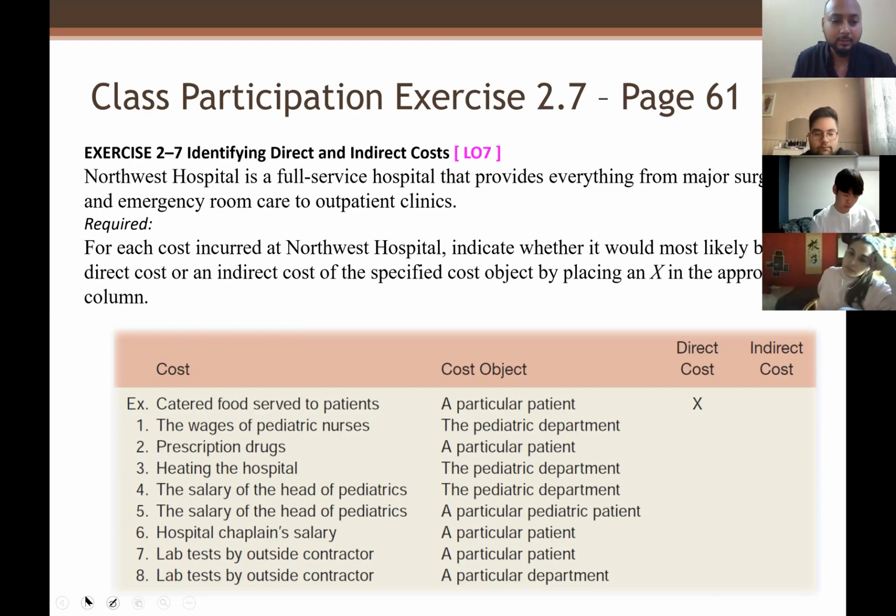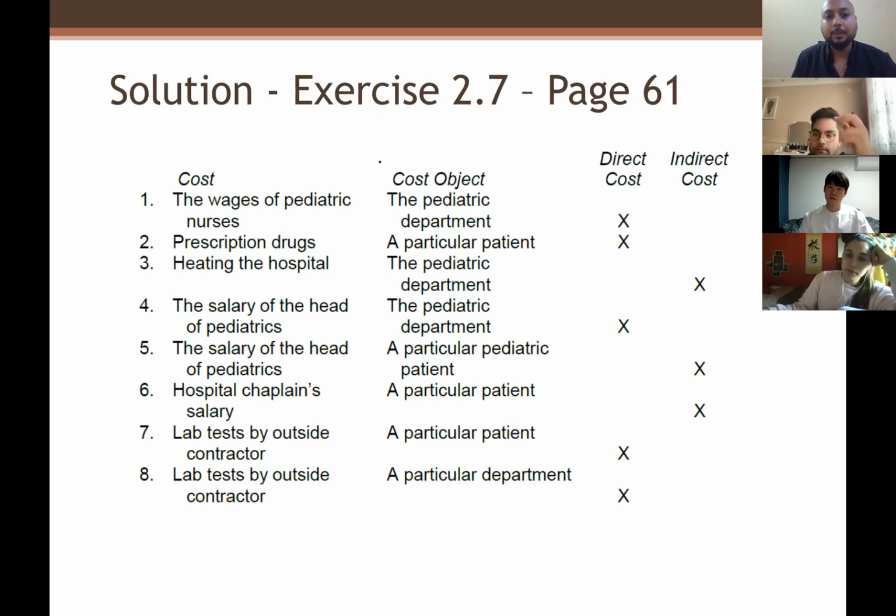So I have received your files. Let's compare the answers. Everybody, please open the file of your answers and let's compare with the solution here. Here we go. The wages of pediatric nurses based on the pediatric department, it is direct cost. Prescription drugs based on a particular patient, direct, easily traceable.